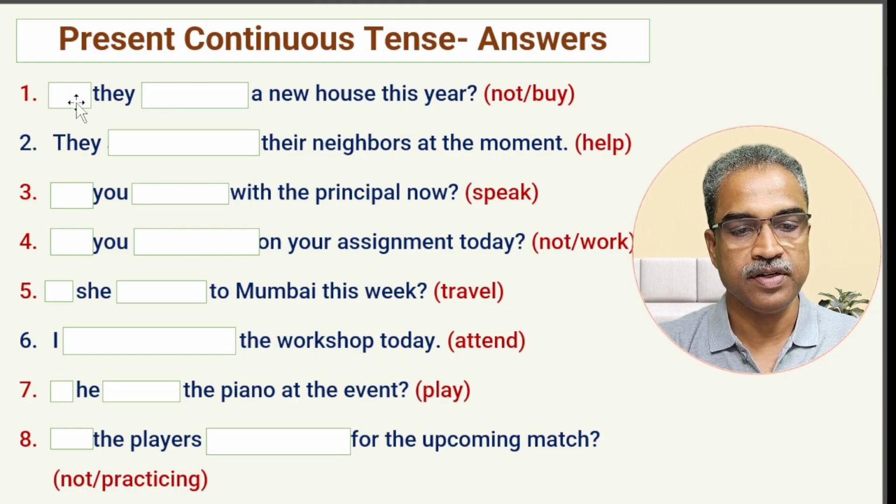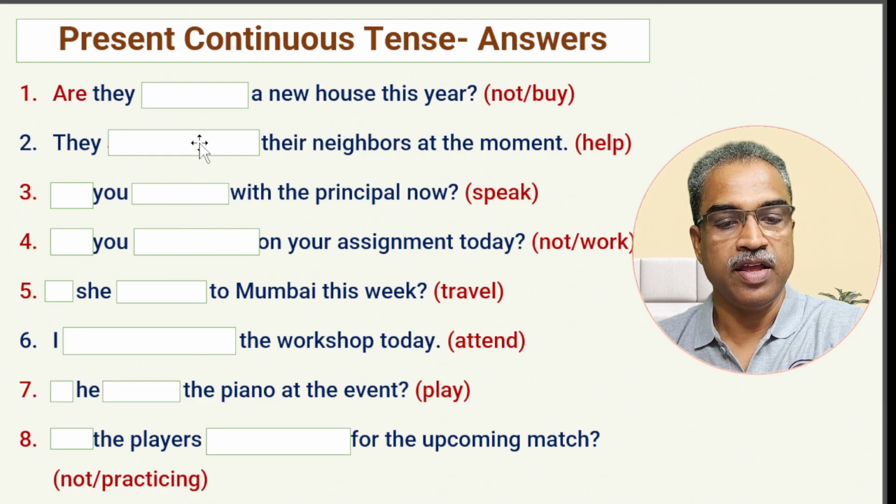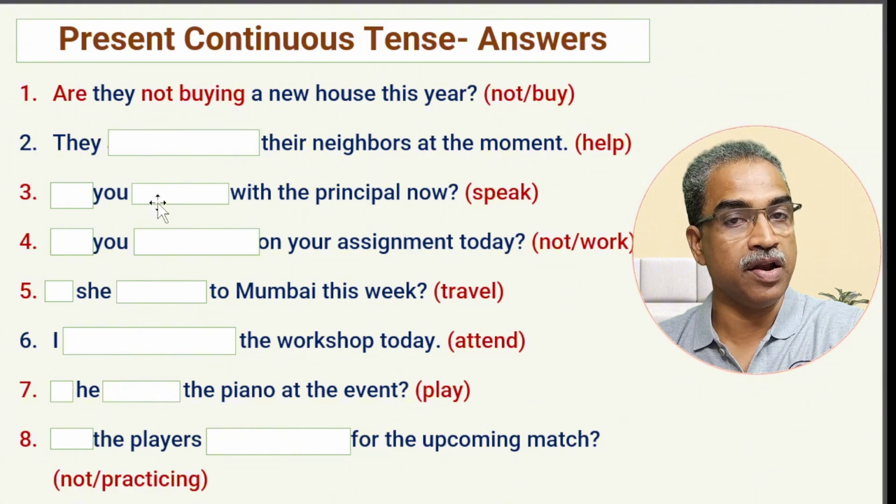So here first we have a sentence which is a question, and you need to make a negative question. The verb given is buy, B-U-Y, means purchase. Buy, bought. So the ing form, we need to use the main verbs here. So let us see how it will be. Dash, they dash a new house this year. Are they not buying? Or else, aren't they buying a new house this year?